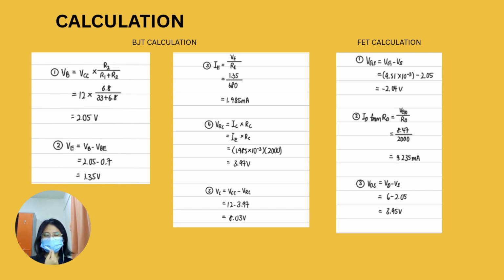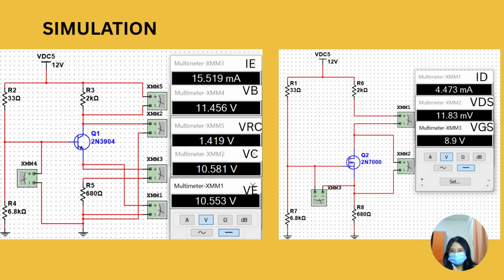I'm Joey and I'm going to explain the rest of the slides. This slide is about the calculation of BJT and FET, and here are the working steps. Here are the results of the simulation of the circuit we did in Multisim.